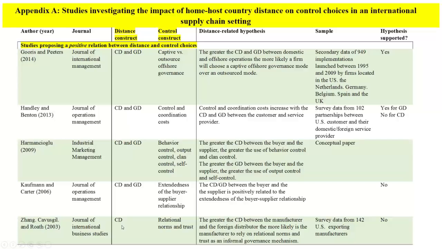Zhang, Coverskull and Roth use culture distance, whereas Hanley and Benton use culture distance and geographical distance. What about the control construct? Now we have a particular column for the control construct, for example Gouris and Peters, captive versus outsourcing, offshore governance, or Hanley and Benton, control and coordination costs. And so now we have the hypothesis, then we have the sample, and then whether the hypothesis is supported.